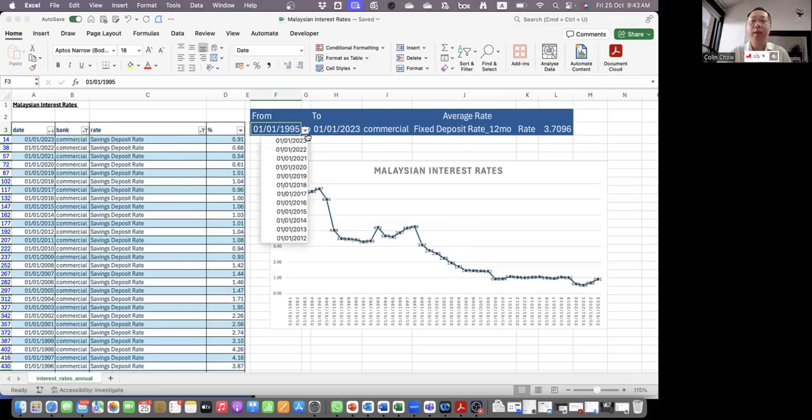So if you look again at year 2000 to present day, the average fixed deposit rate goes down to 3.05%. And if you go further down, for the last 10 years, last 15 years, it goes to 2.83%, 2.88%.